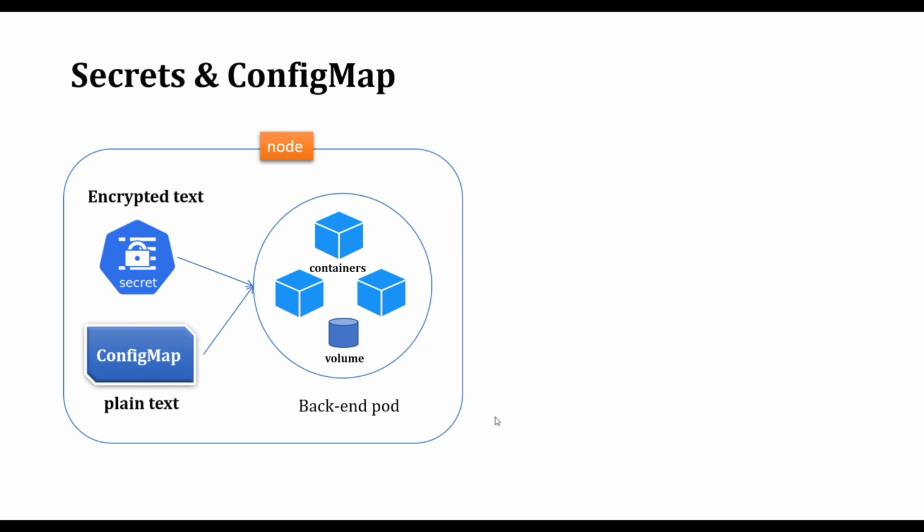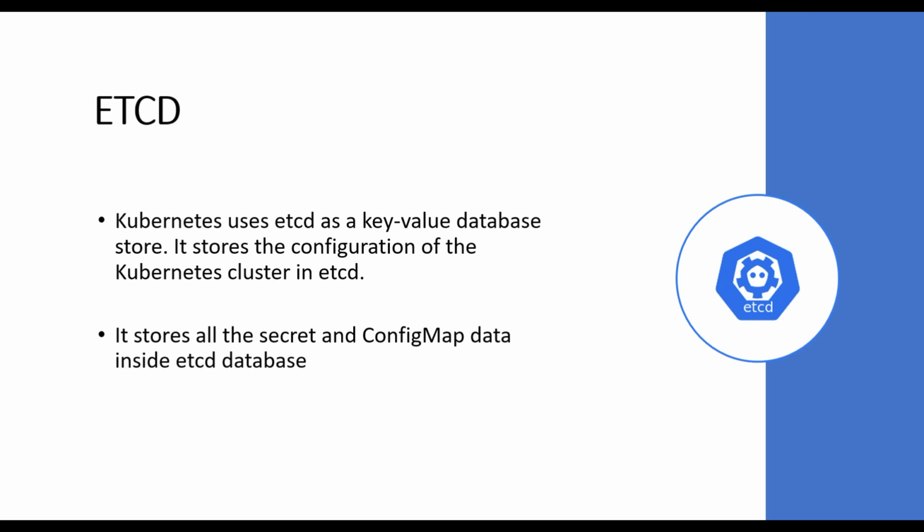Now let's move into the next component, which is etcd. Kubernetes uses etcd as a key-value database. It stores the configuration of the Kubernetes cluster inside etcd. Also, it stores all the secrets and config map data inside the etcd database, and the max limit to store secrets is 1 MB. Okay, so this is all about etcd, config map and secrets.